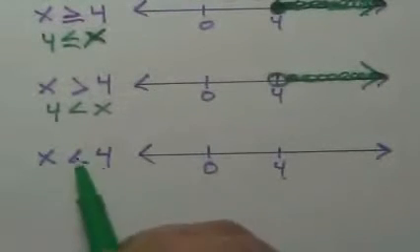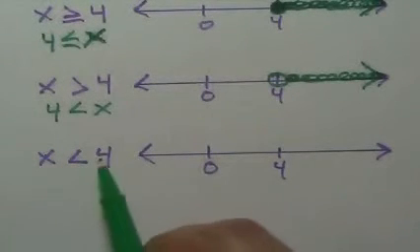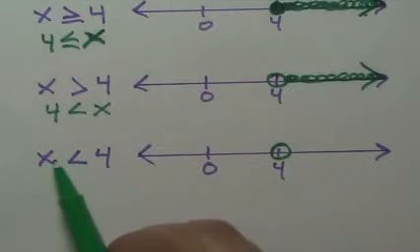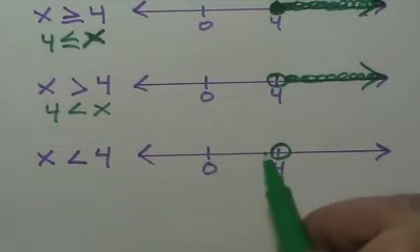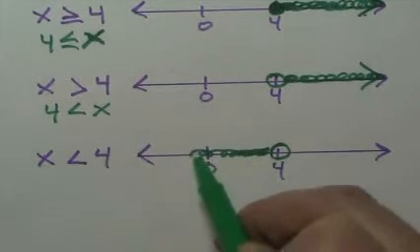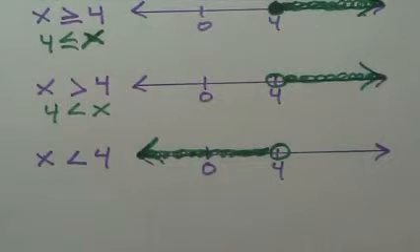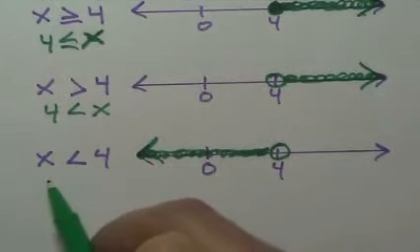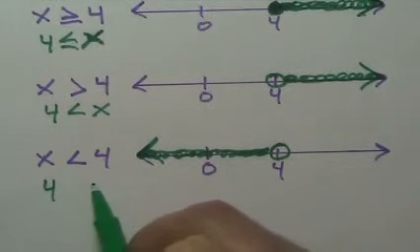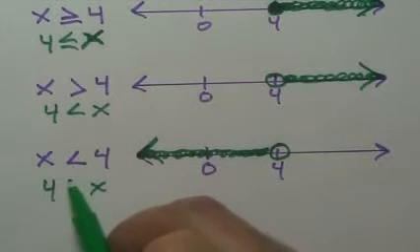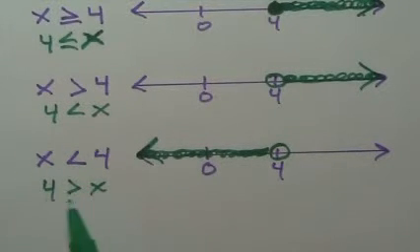And the last one, again, it's no bar, so it's open at 4. And we shade to the left. The arrow points to the left, you shade to the left. And if I flipped it, you'd have to flip the arrow. Arrow's pointing to the X, I point the arrow to the X. Okay, so if you have this for an answer, switch it over this way.